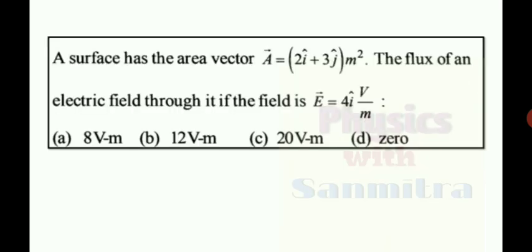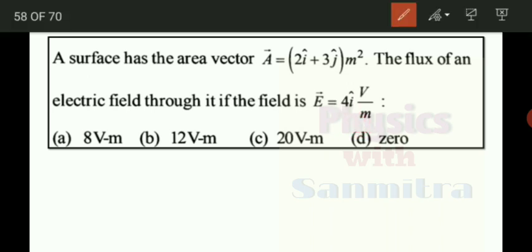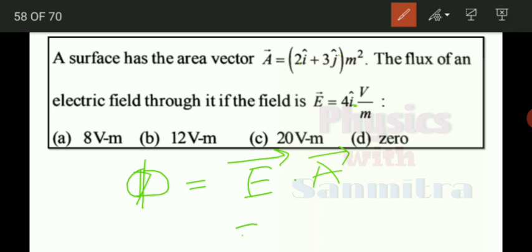Okay. A surface has area vector A equal to 2i cap plus 3j cap meter square. The flux of an electric field through it is, if the electric field E vector is 4i cap volt per meter. This is a fairly simple question: phi is equal to E dot A, simply. So i cap dot i cap will be 1 and i cap dot j cap will be 0. So my answer is very simple, 4 into 2, that is 8 volt per meter.